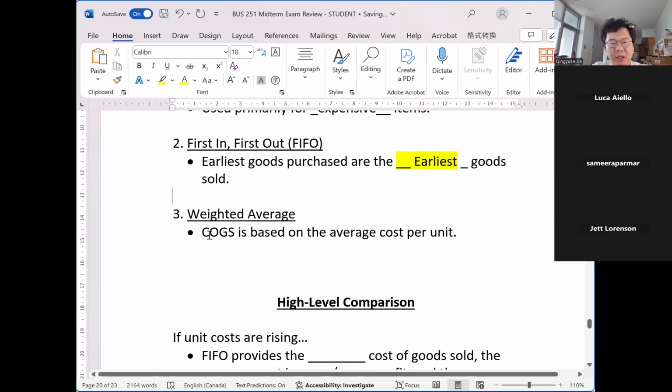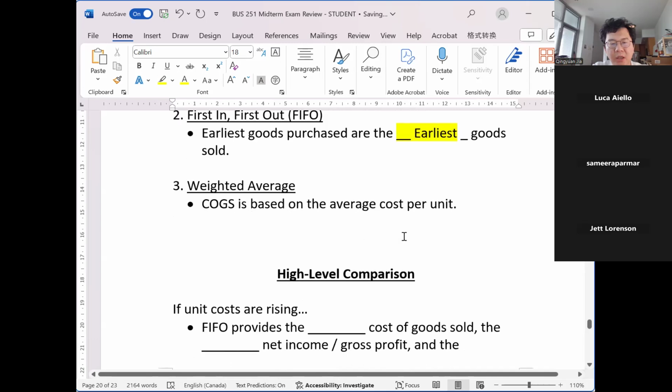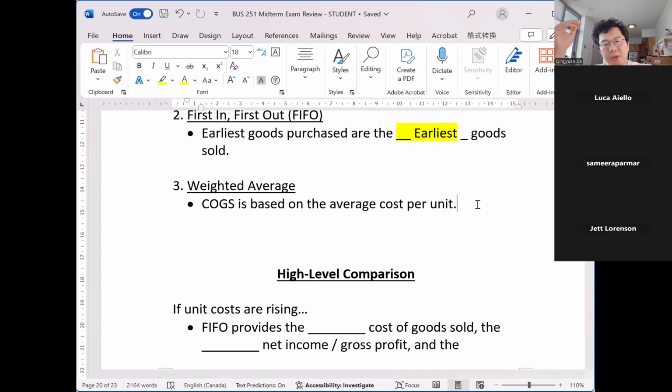And weighted average means COGS is based on the average cost per unit. If we are using a weighted average, every time we purchase or sell something, we need to recalculate the price. Most likely when we sell something, we are using the existing price, but we probably will purchase something at a different price compared to what we have. So just remember that every time we purchase something, you will definitely have to calculate a new price.